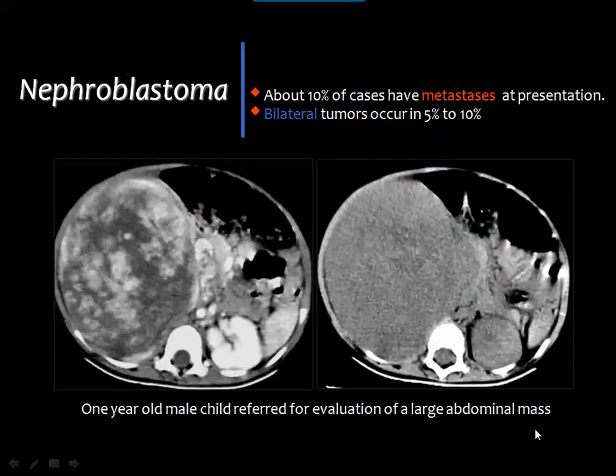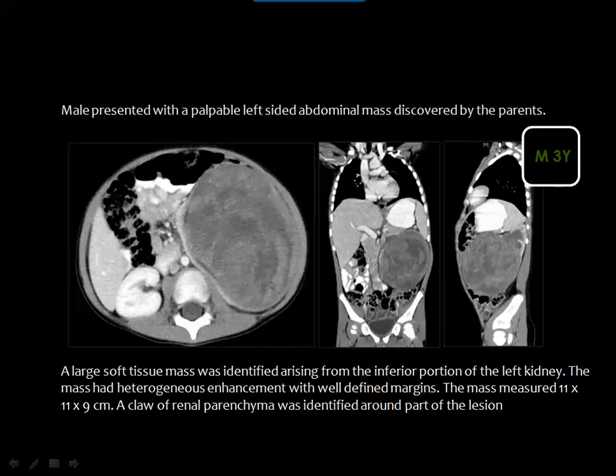Then 10% of the cases have metastasis at presentation, and you should remember that Wilms tumor can occur bilaterally in about 5 to 10% of the cases. This is an example of Wilms tumor in the right kidney, and there is a huge mass in the pre-contrast scan, and after contrast injection you see heterogeneous post-contrast enhancement.